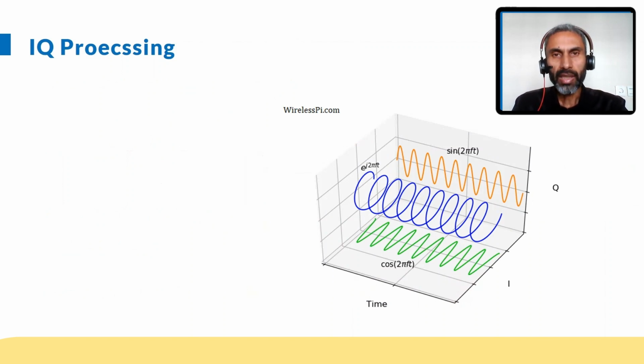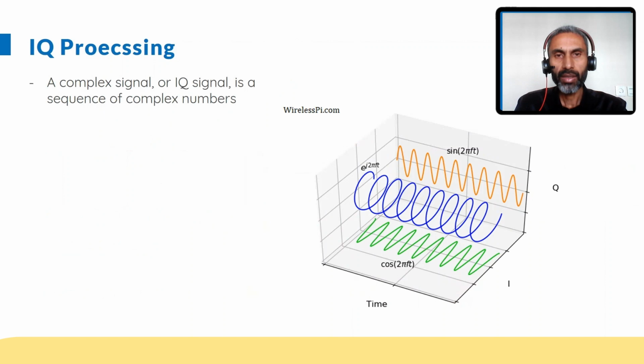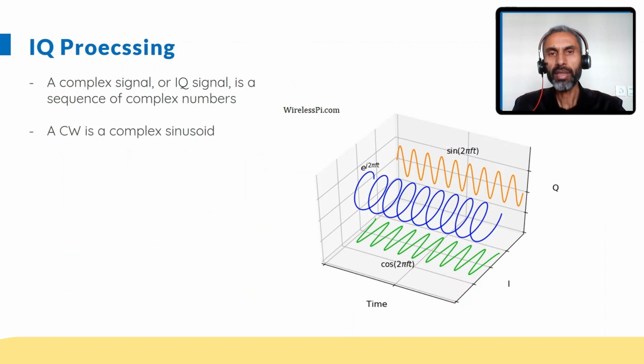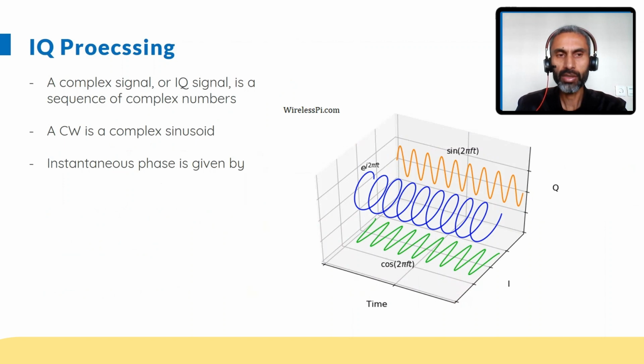So for that, we need to know IQ processing. IQ is not a complicated concept. Just like a complex number has two parts, real and imaginary, and a sequence of numbers is basically a signal. Similarly, an IQ signal is a sequence of complex numbers. We have a real part and imaginary part. In this case, we are showing it's a complex sinusoid, which is CW in complex domain.